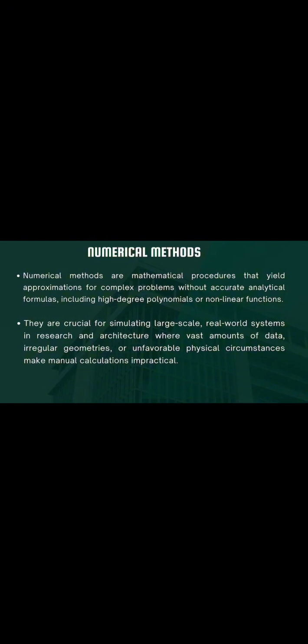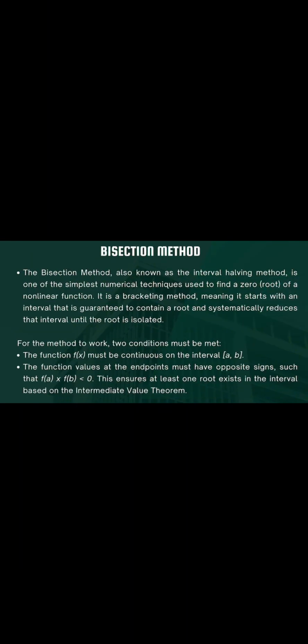For the first method, we will talk about the bisection method. The bisection method is one of the simplest numerical techniques used to find the root or zero of a nonlinear function. It is also called the interval halving method because it repeatedly divides an interval into two parts to locate the root. For this method to work, two conditions must be satisfied.